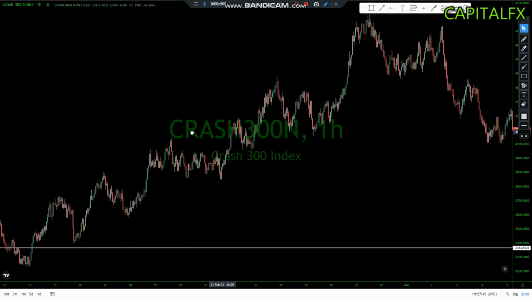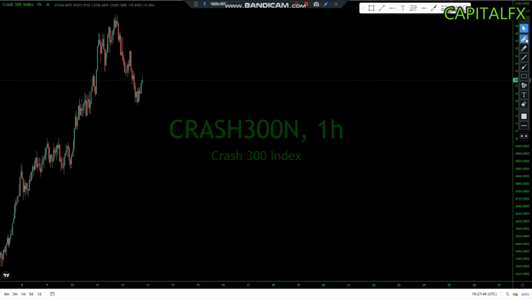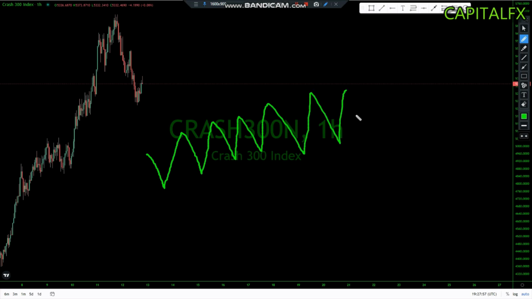So breakout and retest is something like this. You will come and see a channel that is going up like this, like this, like this. So what do you need to do in this situation? The only thing you need to do here is to put your resistance line here like this, and put your support line here like this.